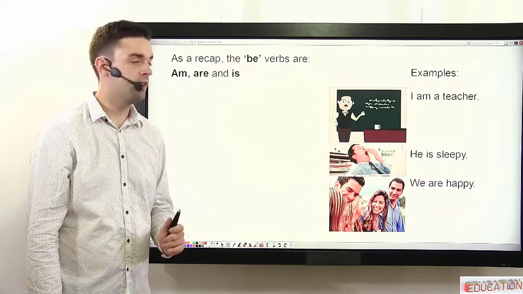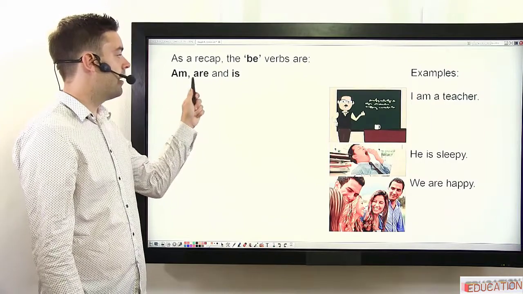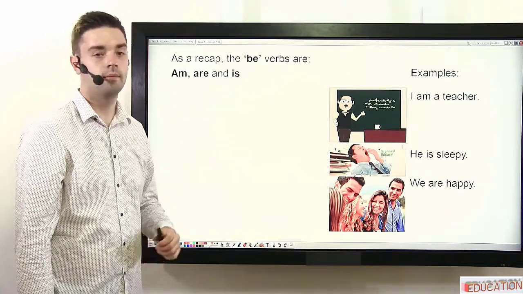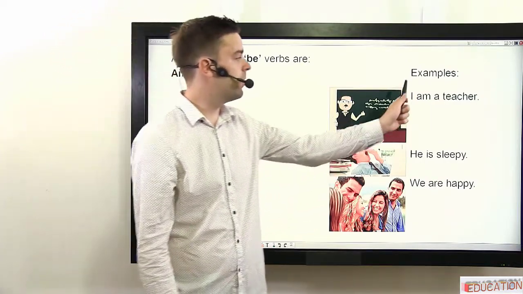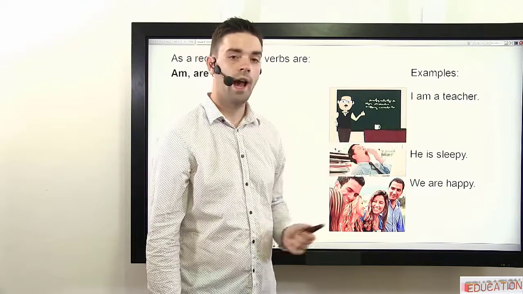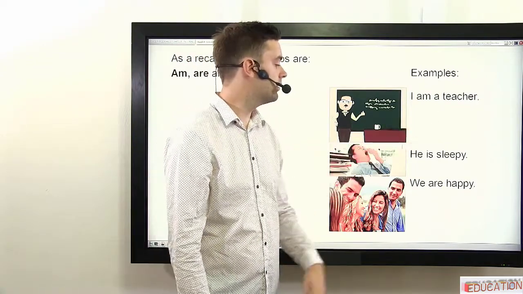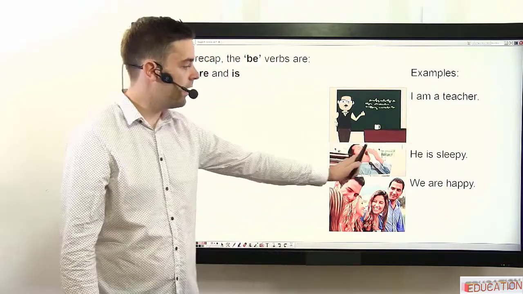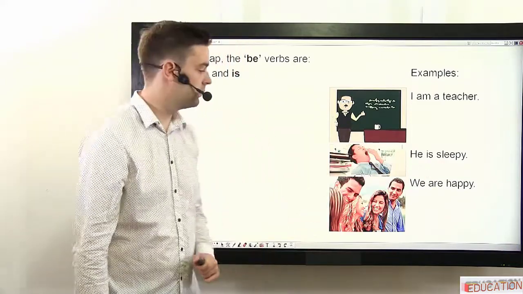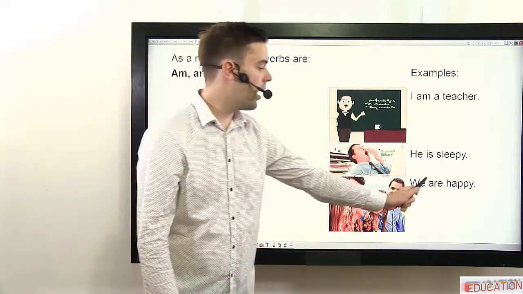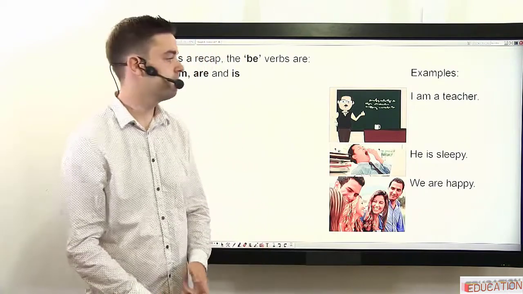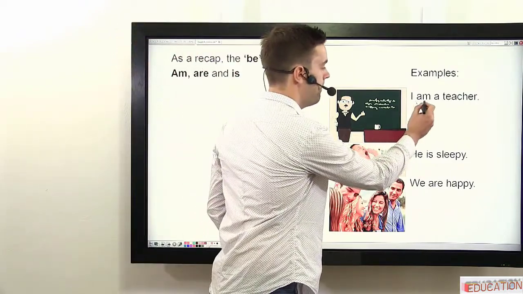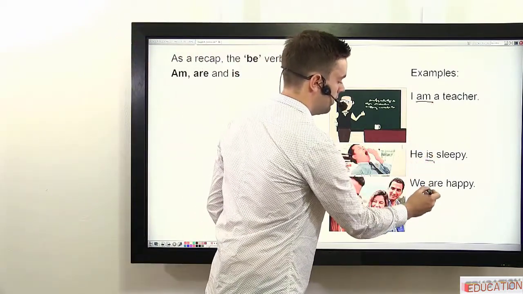As a recap, the be verbs are am, are, and is. So, examples. I am a teacher. He is sleepy. We are happy. So, am, is, and are.